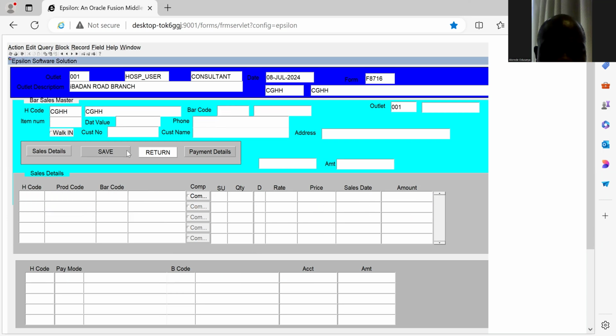That is the complete demo of transaction capture for room service, transaction capture for bar sales, and then capturing of check-in and check-out details of our customer.